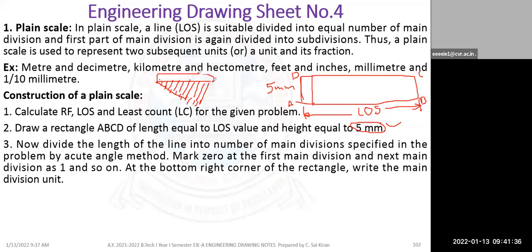So suppose this is your scale. After dividing, draw the vertical lines. Whatever the divisions may be, suppose there are 6 divisions or 7 divisions, as per the problem, you have to divide. You have to take an acute angle, incline a line, and make the divisions.